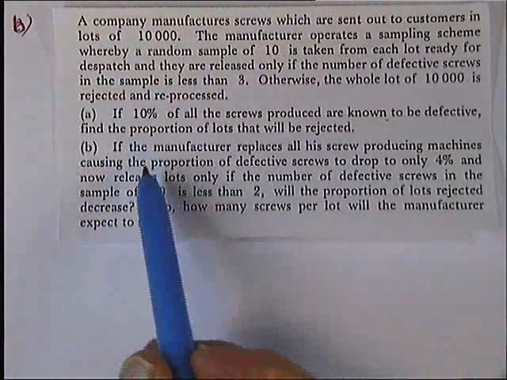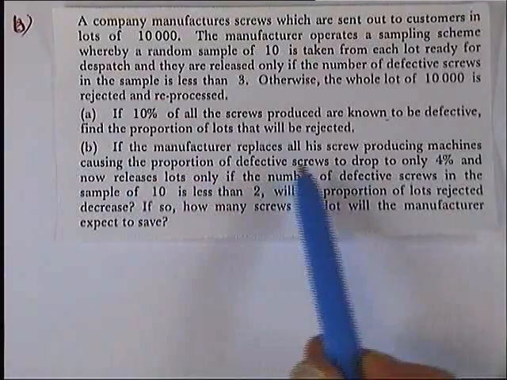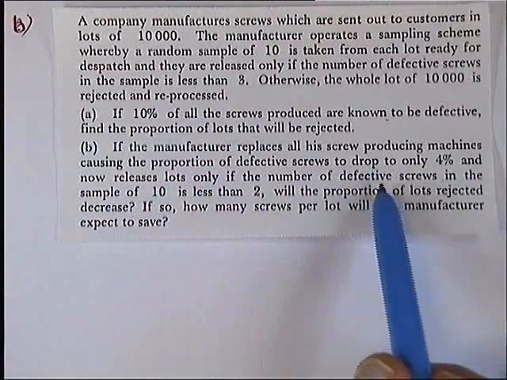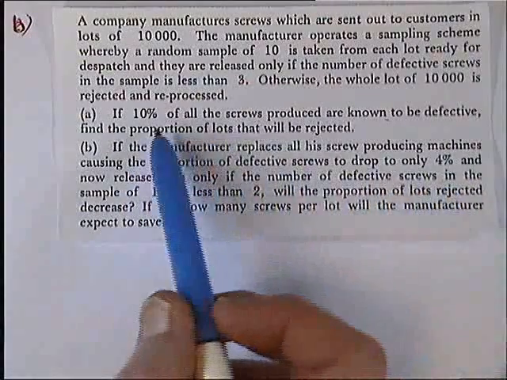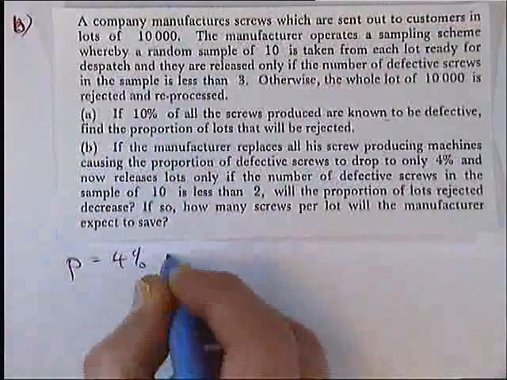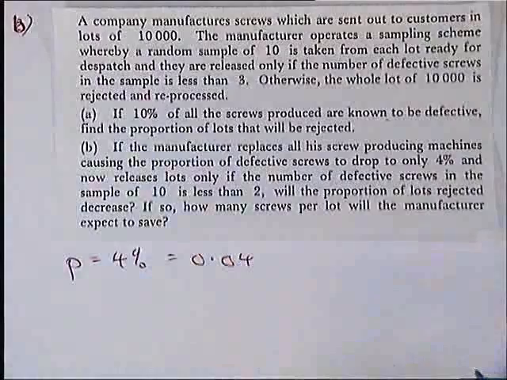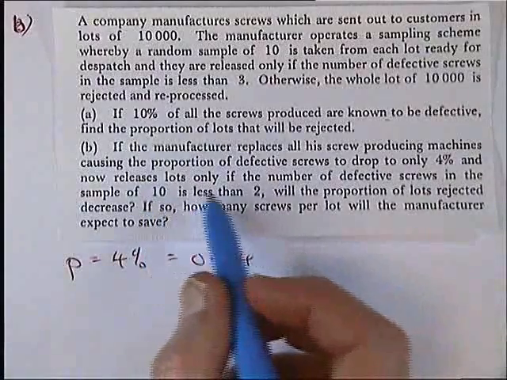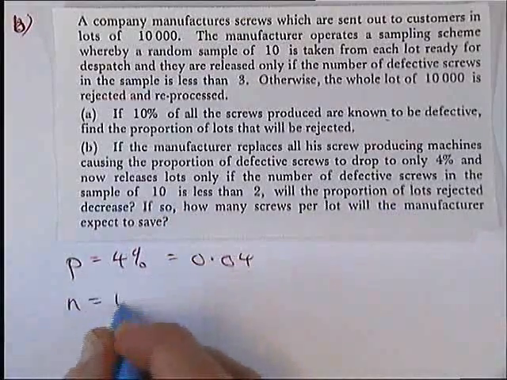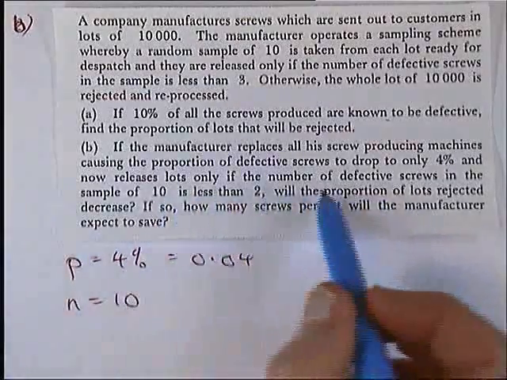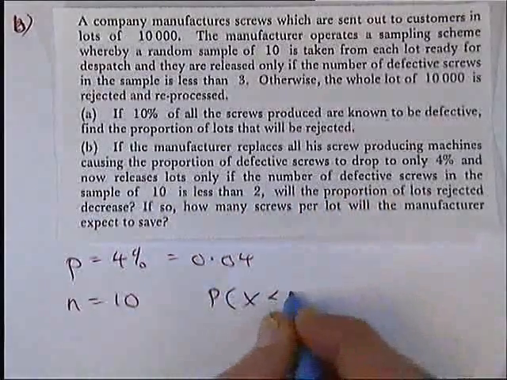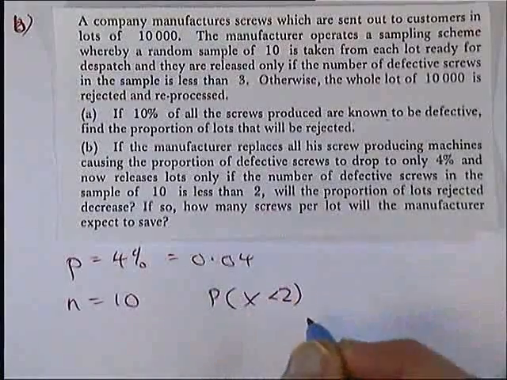The second part of this question: if the manufacturer replaces all his screw producing machines, causing the proportion of defective screws to drop to only 4%, it was 10% in part A, so now we're dealing with a P value of 4%, or as a decimal 0.04, and now releases lots only if the number of defective screws in the sample of 10, so N is still 10, only releases a lot if the defective screws is now less than 2. So now we're interested in the probability of X being less than 2, not less than 3.